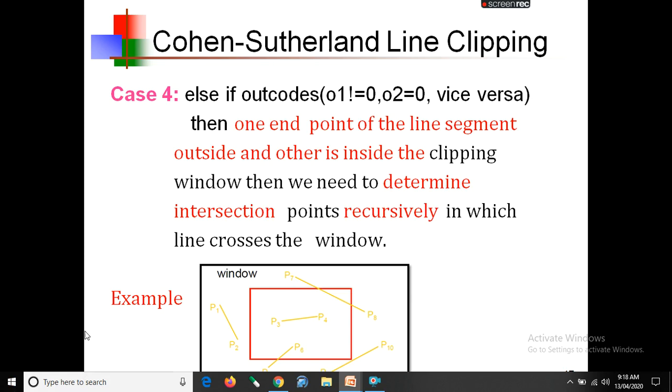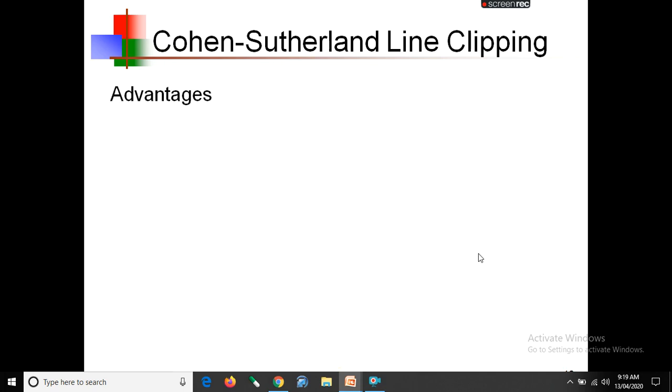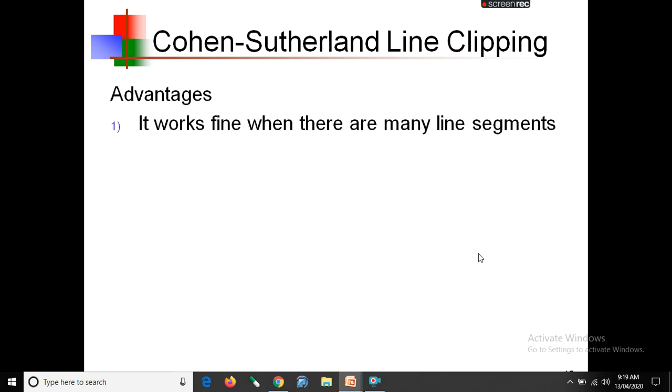As you can see in this example, the line that indicates case 4 is P5 to P6. P5 lies outside the clipping window and P6 lies inside the clipping window. So in this case, I need to determine only one intersection point. So I explained how to calculate intersection points also. So we have 4 cases.